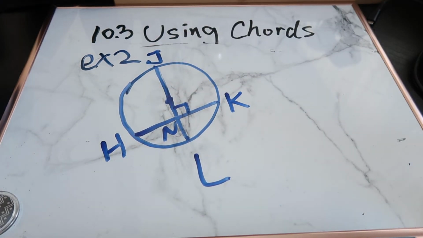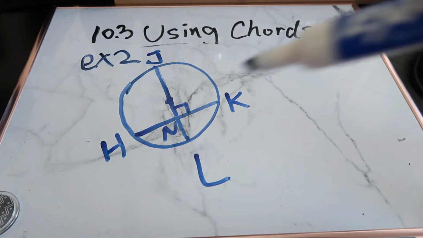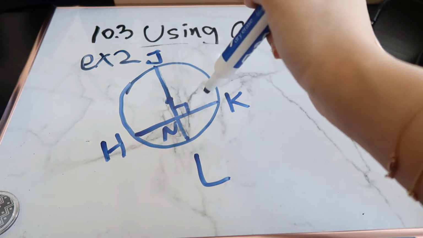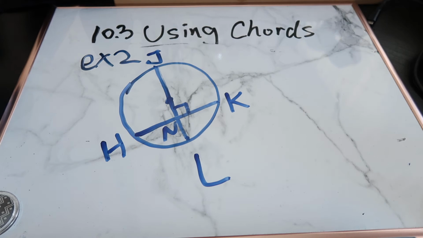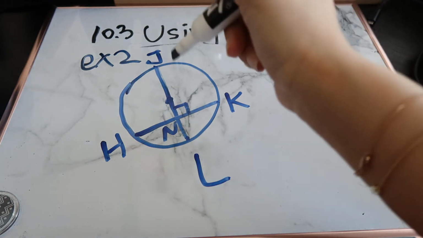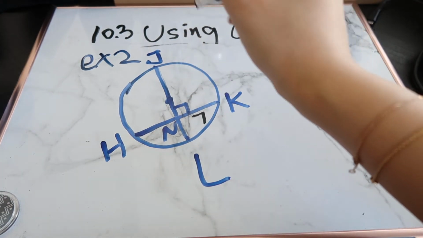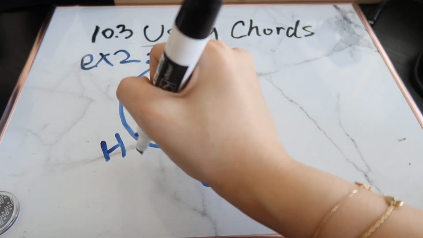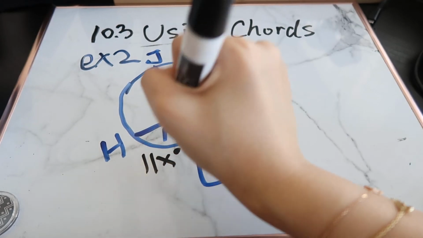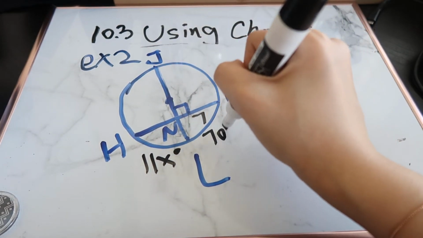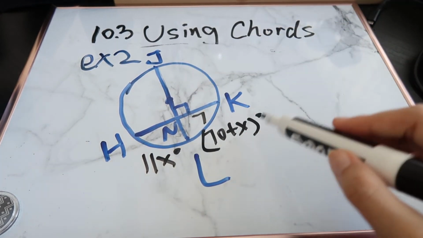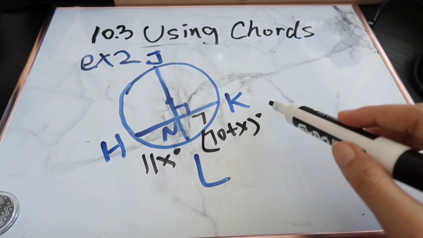So the only two things you have to know to be able to use this type of theorem is that there is a diameter and there has to be a 90-degree mark here. Alright, so the values we have is that NK equals 7, and then we have here HL, the arc, it's 11x degrees, and then this is 70 plus x degrees on the other side. Again, keep in mind arc means the degree value here. It has the degree sign.